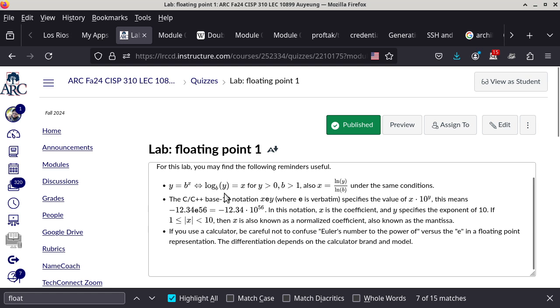Are there any other questions about the math here? Yes? In the context of this particular lab, E is always specifying times 10 to the power of something. So be very careful when you use a calculator, because when you use the letter E in a calculator, especially one that is online, and you just paste the equation in, it would mean negative 12.34 times the constant e to the power of 56, if not times 10 to the power of 56.